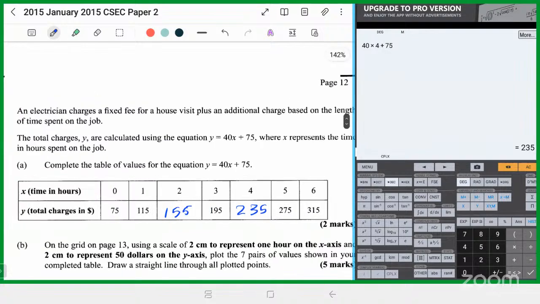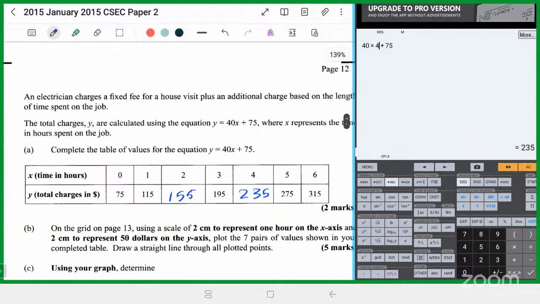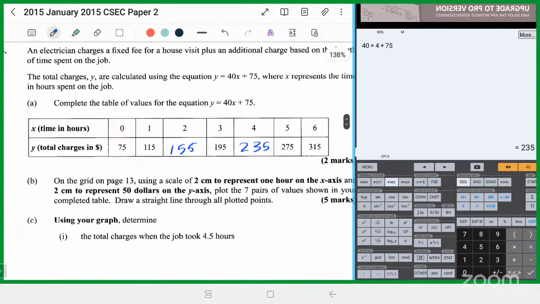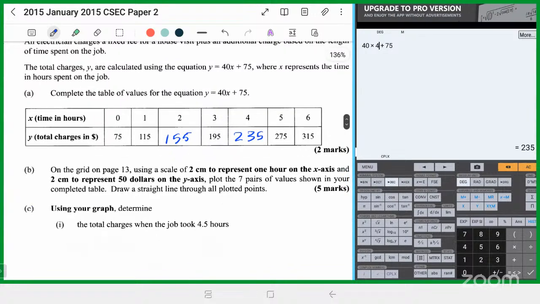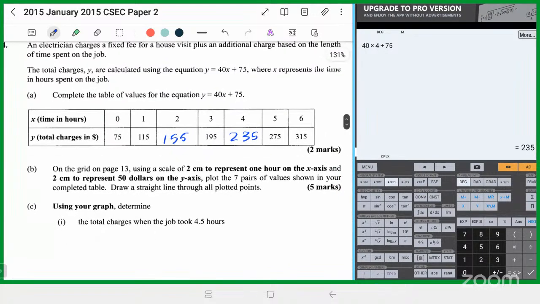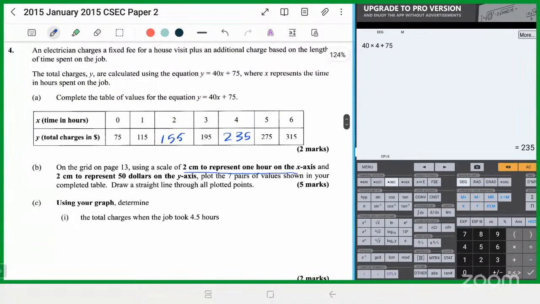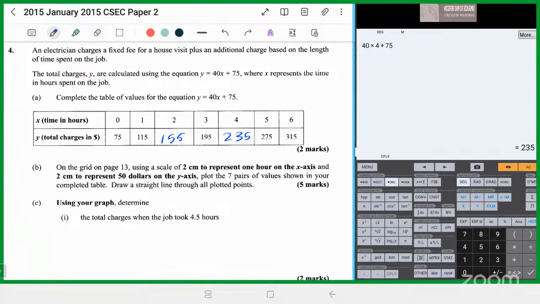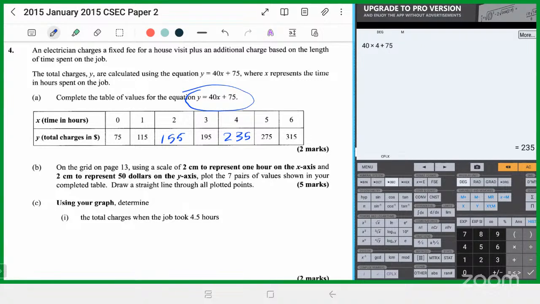All right, so that is it, guys. That is the table completed. Next part wants us to use the grid on page 13. We set a scale of 2 centimeters to 1 hour on the x-axis and 2 centimeters to $50 on the y-axis. Plot the 7 pairs of values on the graph, and then draw a straight line. So you're basically drawing the graph of that straight line.